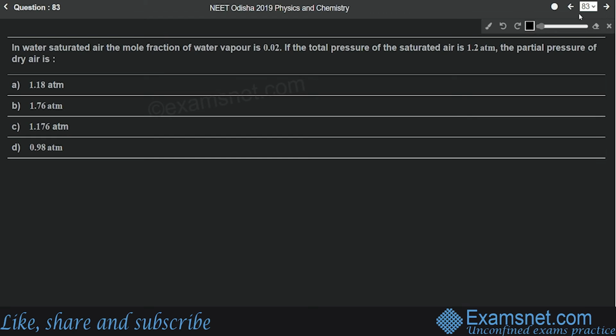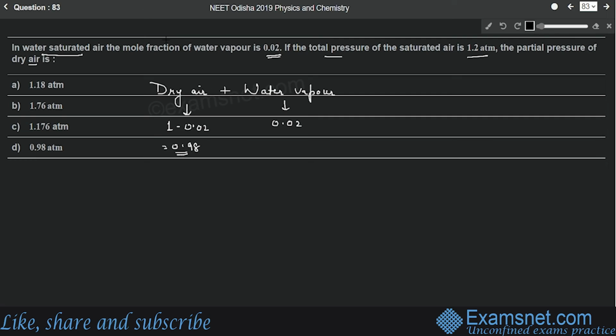Now let's come to question number 83. It is from the chapter States of Matter, and the question is, in water saturated air, the mole fraction of water vapor is 0.02. If the total pressure of the saturated air is 1.2 atmosphere, then the partial pressure of dry air is. Okay, so we have air that is saturated with water. That means we have a mixture of dry air and water vapor. Okay, and in this the mole fraction of water vapor is 0.02. So what will be the mole fraction of dry air? It will be 1 minus 0.02, that is 0.98.